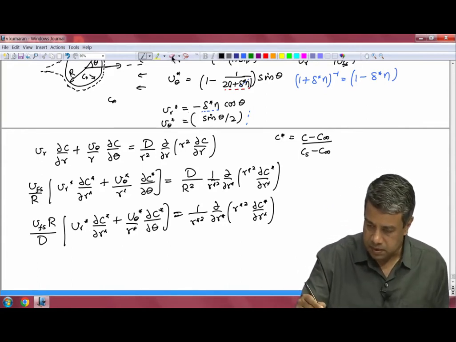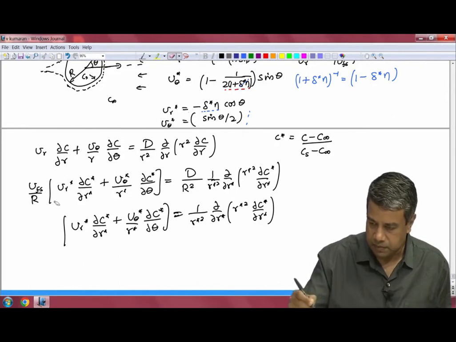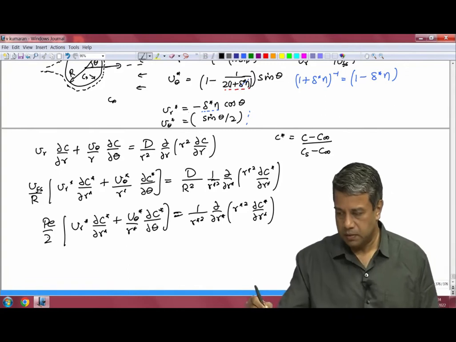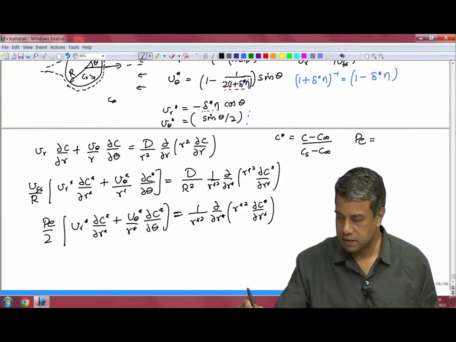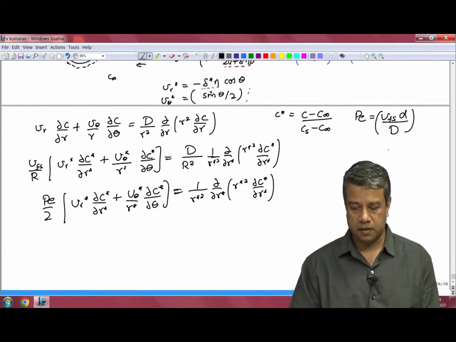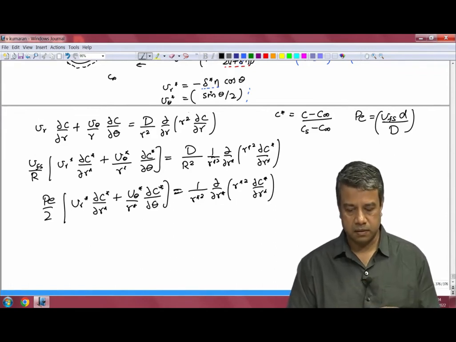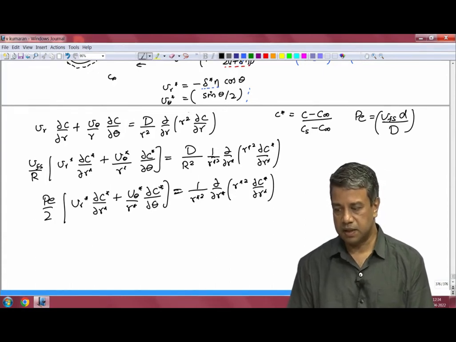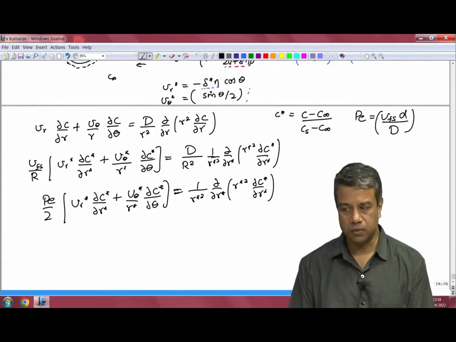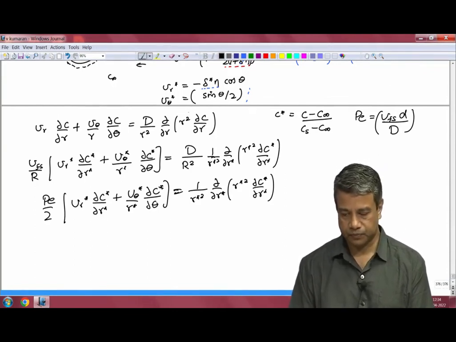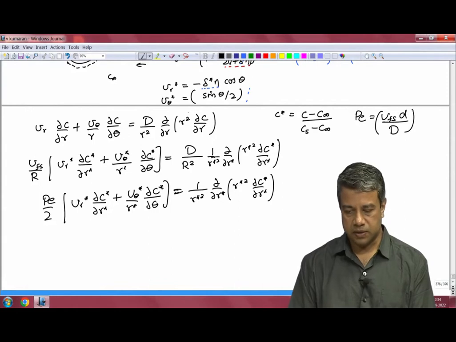And this term here can be written as half of the Peclet number, where the Peclet number was defined as V_FS times d by D, where d is the diameter. We had V_FS times r by alpha, the diffusivity, on the left side here. So, I can write this in terms of the Peclet number as Pe by 2, where the Peclet number is defined on the basis of the diameter and not the radius. So, this is the equation.